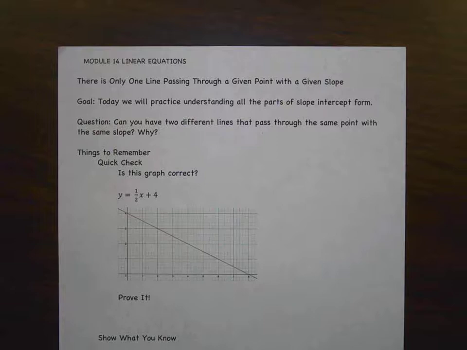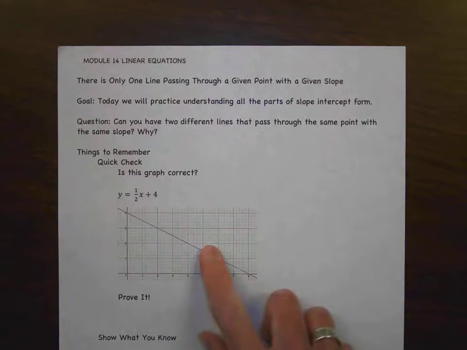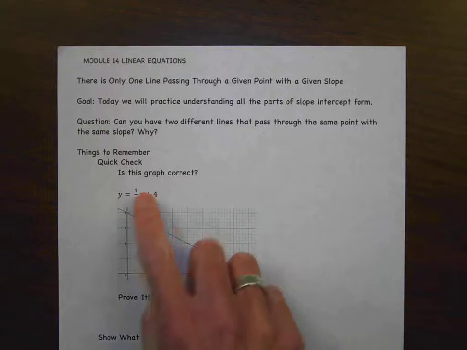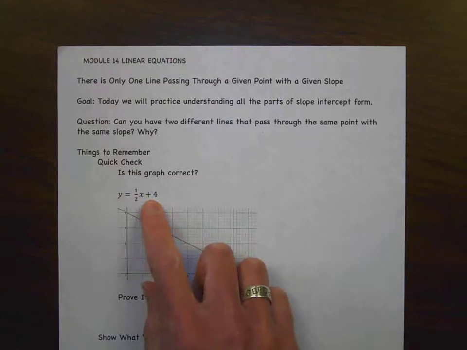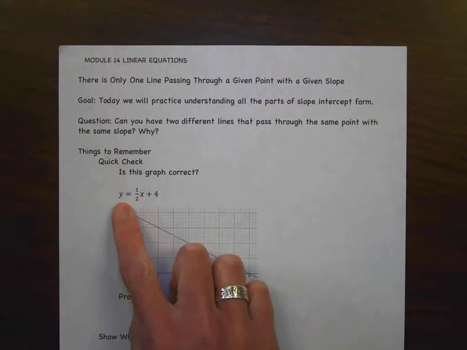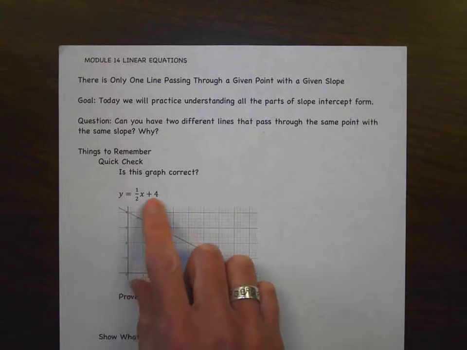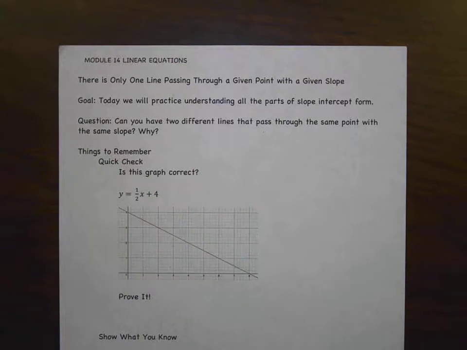All right, so we're going to go over some things to remember, because we've been talking about slope throughout several lessons recently, and we need to make sure that you are remembering what slope is and how to find it. Quick check, is this graph correct? So we need to decide, does the graph that you see match the equation that you're given? And if you remember, this is in slope-intercept form, y equals 1/2 x plus 4, remembering that slope-intercept form is y equals mx plus b.